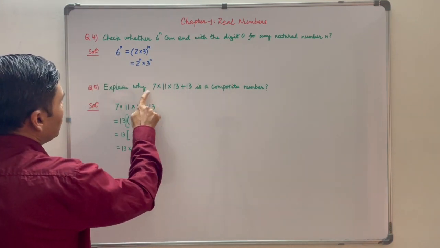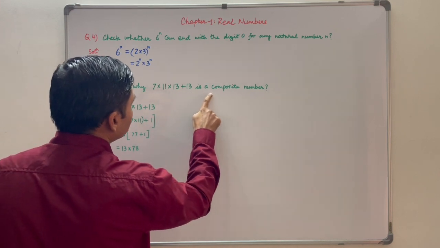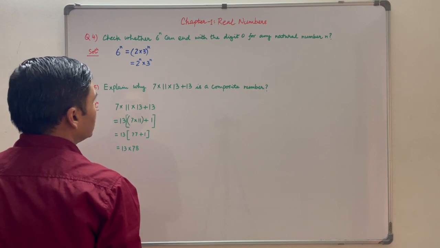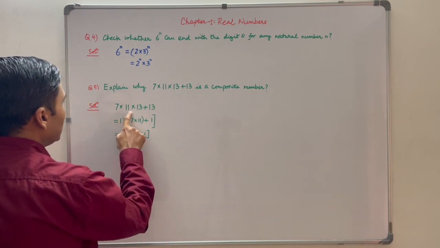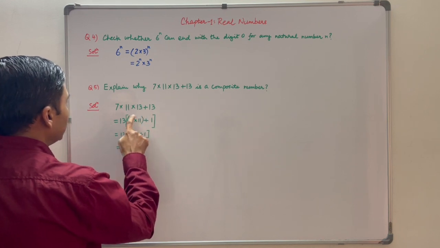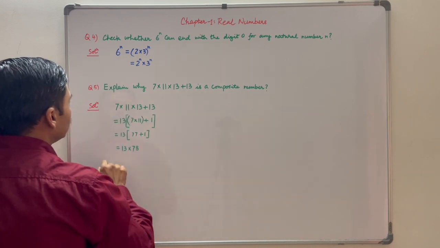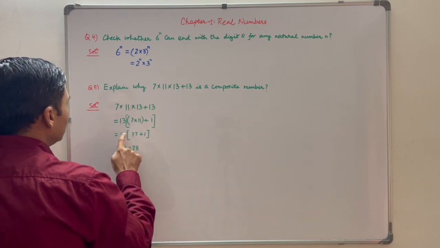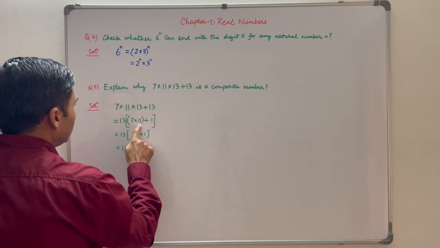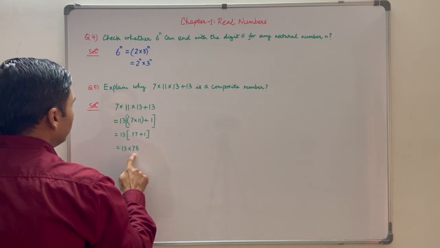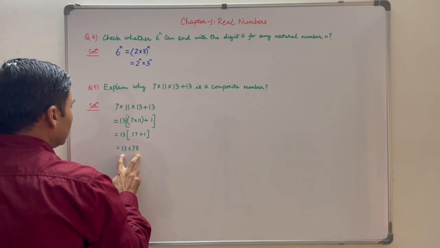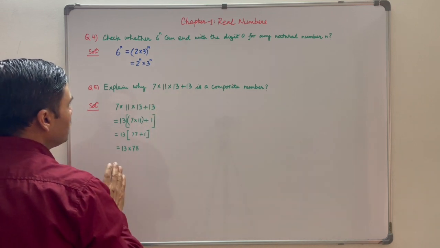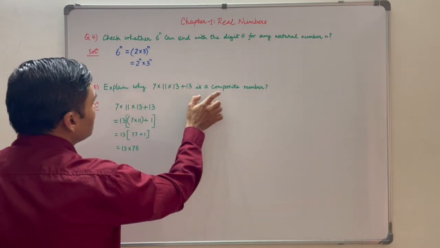Fifth question, explain why 7 into 11 into 13 plus 13 is a composite number. We know that a composite number has more than two factors. So let us check. 7 into 11 into 13 plus 13 can be written by taking 13 common in both the terms. So it will come out to be 13 into (7 into 11 plus 1). So it will be 13 into (77 plus 1), that is 78. So it will have at least two more factors apart from 1 and the number itself. So it has minimum 4 factors. That's why it is a composite number.